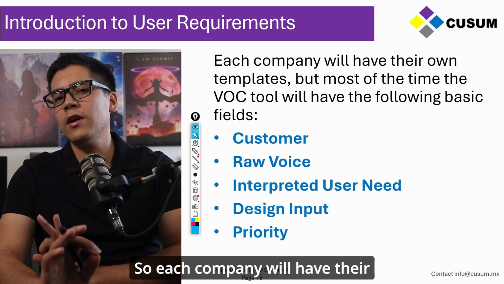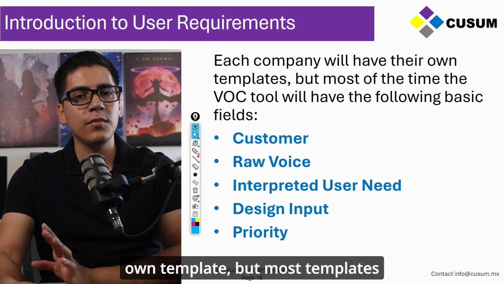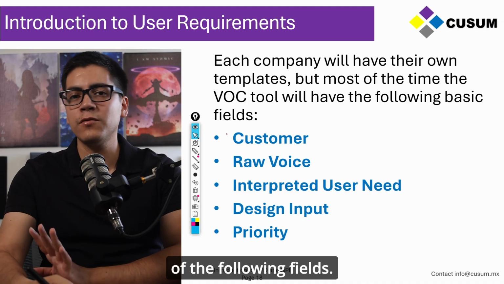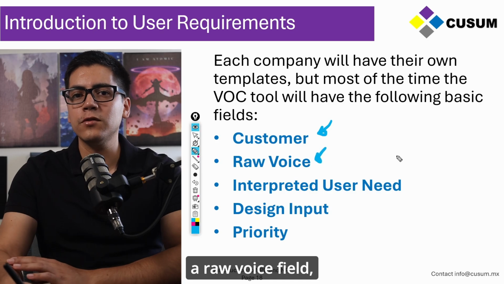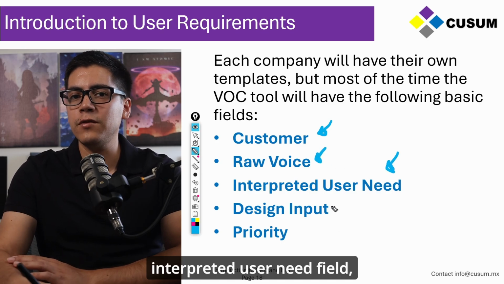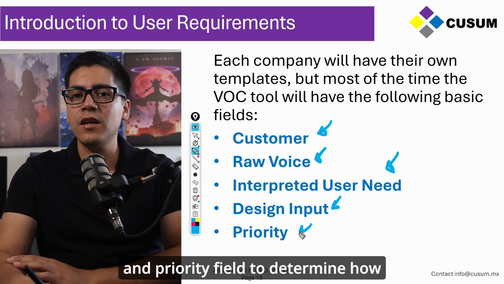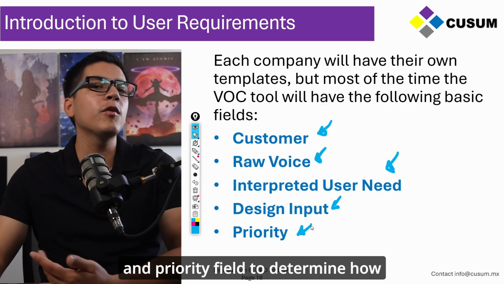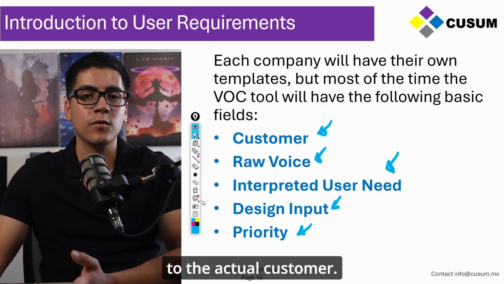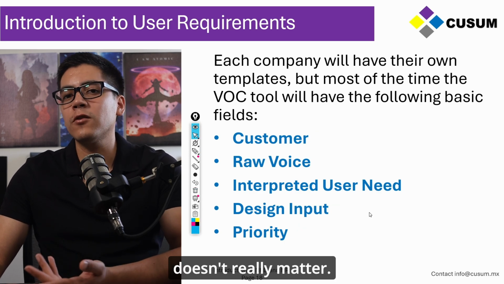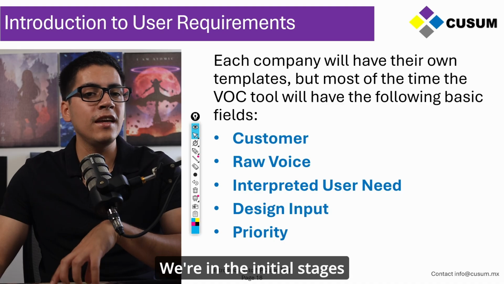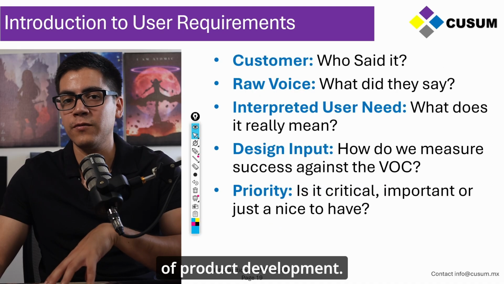Each company will have their own template, but most templates will include some type of the following fields. You have a customer field, a raw voice field, interpreted user need field, design input, and priority field to determine how important that might be to the actual customer. Some customers might say this is important, this is not important. It doesn't really matter. We are just quantifying. We're in the initial stages of product development.